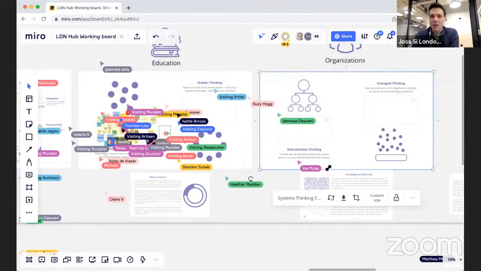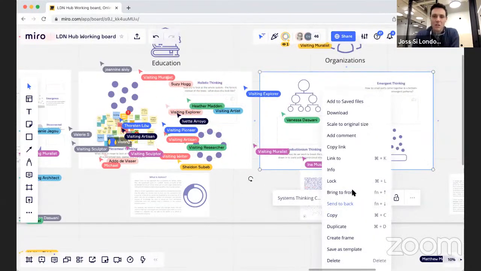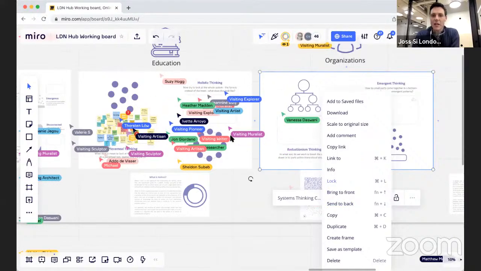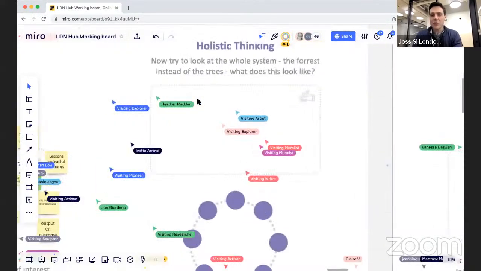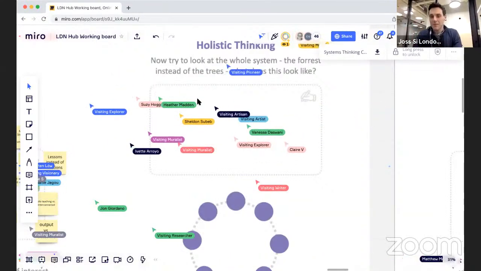What would a holistic form or model of education look like? How would we go about educating students if we were trying to think about the whole in some sense?